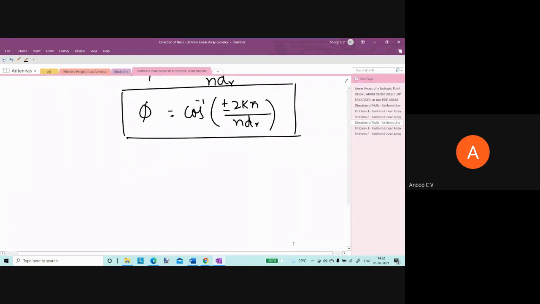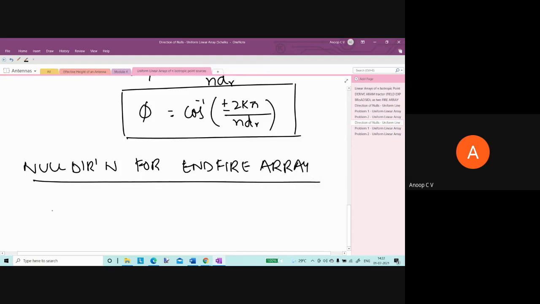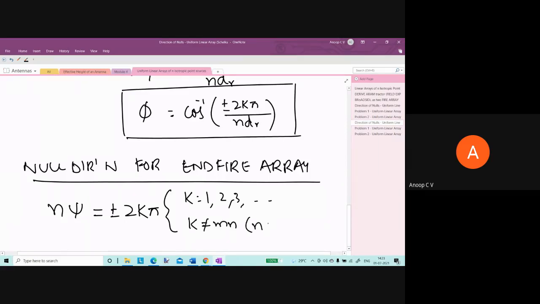So this is the case for a broadside array. Now we'll find out null directions for end fire array. Again, the condition is n psi should be equal to plus or minus 2k times pi, and k is 1, 2, 3, etc., and k must not be equal to m times n, where m is equal to 1, 2, 3, etc. So this is the condition.